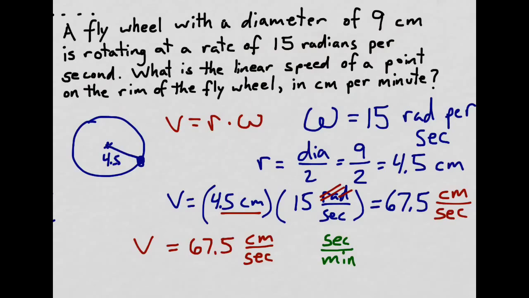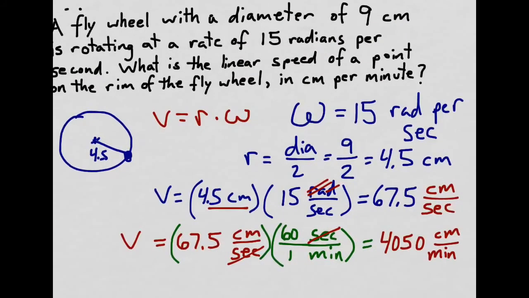Well, how can I compare seconds and minutes? There are 60 seconds in 1 minute. So 60 seconds over 1 minute is essentially equal to 1, in the same way that 180 degrees over pi is equal to 1. And so multiplying that out, if I take 67.5 times 60, I get 4,050. And that 4,050, because the seconds canceled, is going to be in centimeters per minute. So that's the final answer that we're looking for.